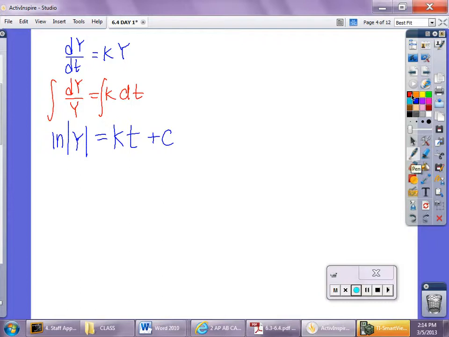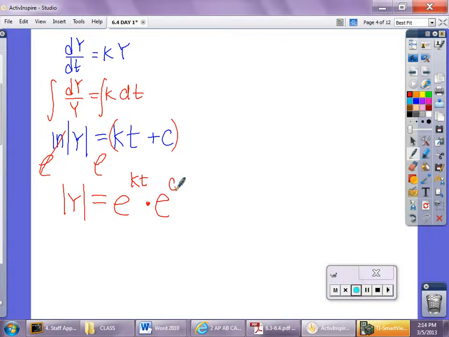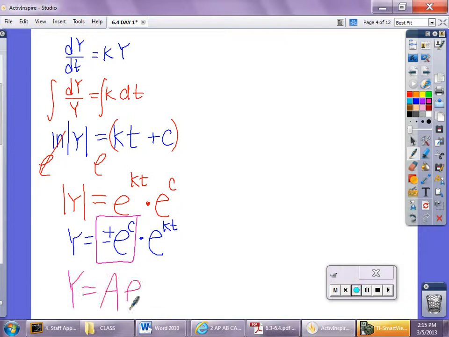Alright, so I'm going to solve for y. So take e to the, and we get that the absolute value of y is equal to e to the kt, and I'm going to change this to multiply by e to the c power. To isolate the y, I'm going to need a plus or minus, and I'm going to move the e to the c into the front. I'm going to move e to the kt to the back. I'm going to replace this nice little constant with an a, which should look very familiar.